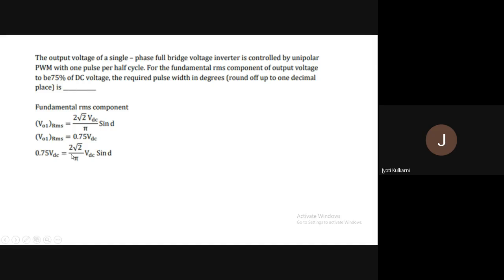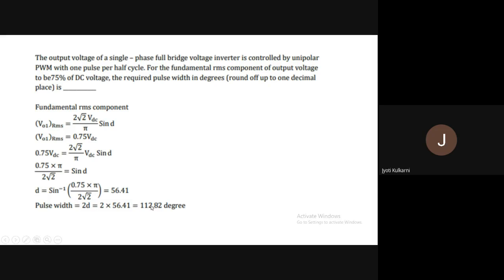By equating these two terms, what is the unknown parameter now? The unknown parameter VDC will get cancelled, and you will get the value D. From the D value, how are you going to calculate pulse width? Your pulse width will be 2 into small d. As you are getting D value as 56.41, pulse width will be 2 into D, so pulse width is 112.82 degree, because we have calculated that in degree. So here also we are going to get that in degree.